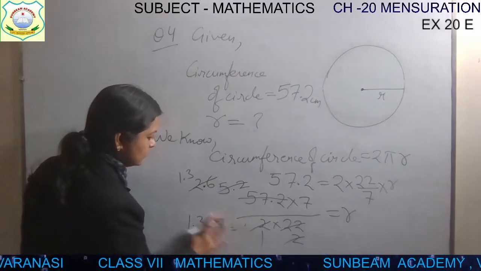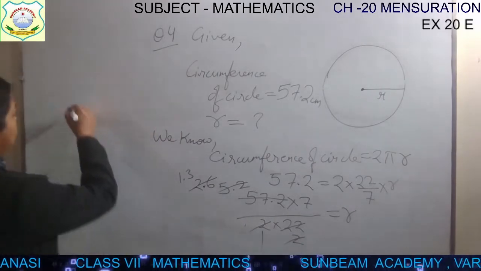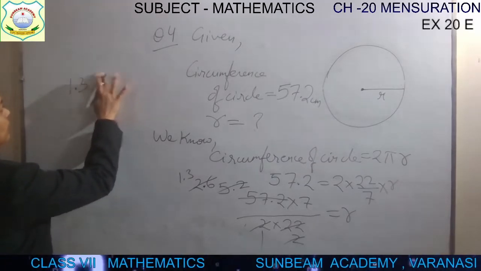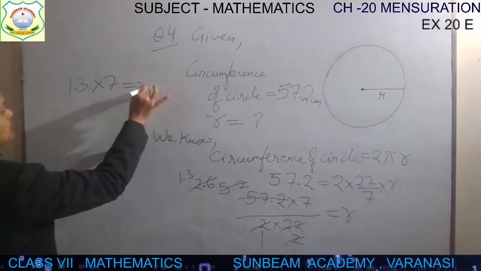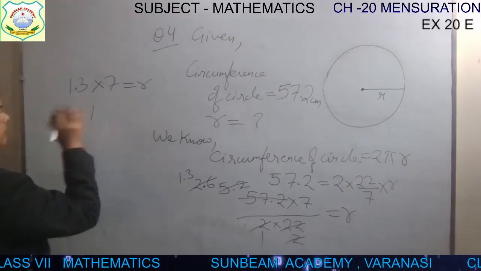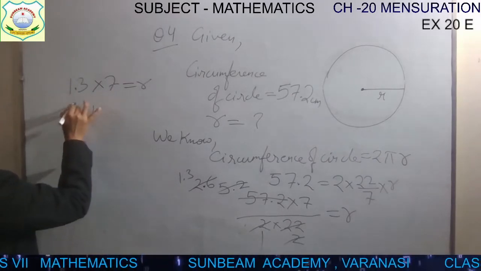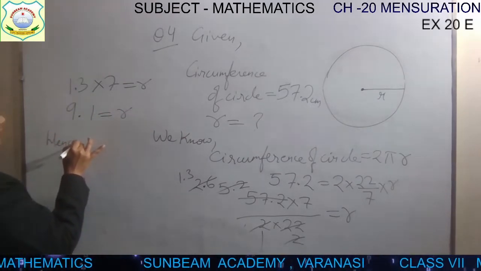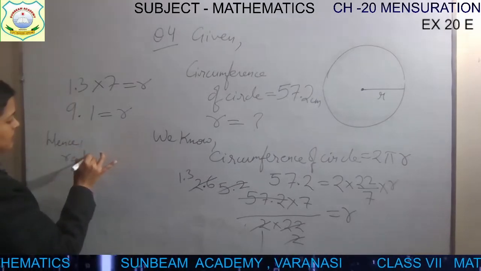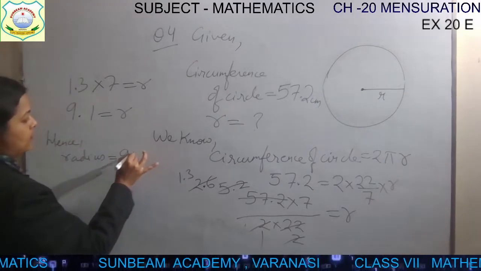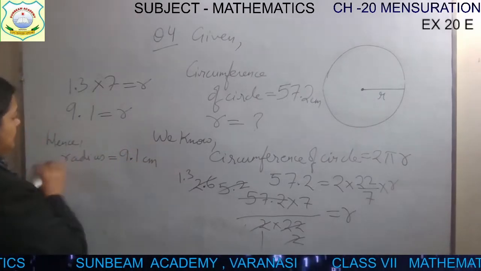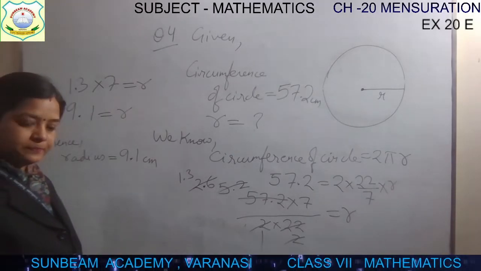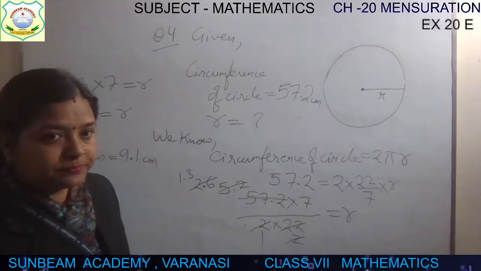So I am writing on this side, children. 1.3 into 7. This is the radius. So 7 3s are 21, 2 is left. 7 1s are 7, plus 2 is 9. 9.1. So hence radius is equal to 9.1 centimeter. Okay. Now let's see the next question.